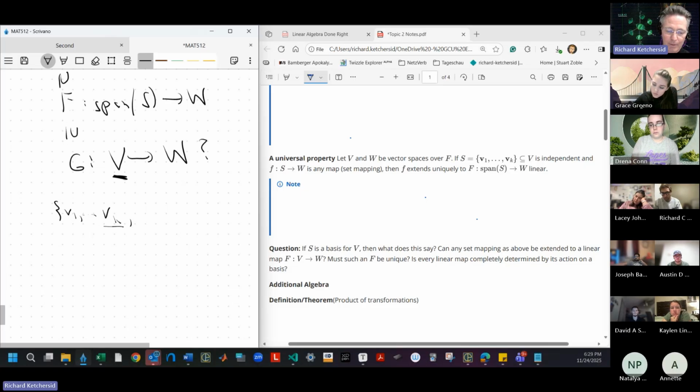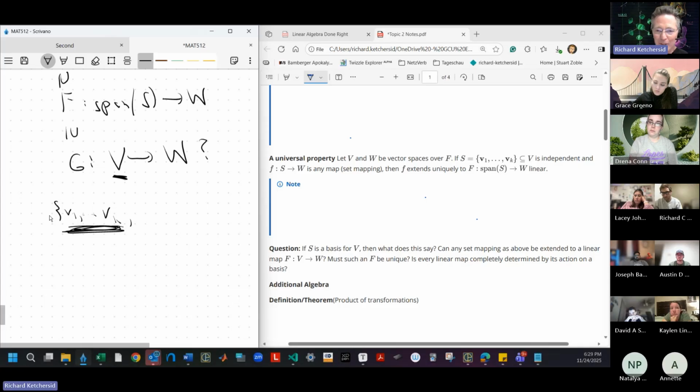Can I take this and extend it to a basis for V? Can I take any linearly independent set of vectors and extend them to a basis for V, if V's finite dimensional? I feel like we can. I just don't know what the steps would be.